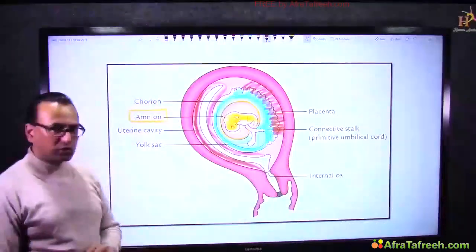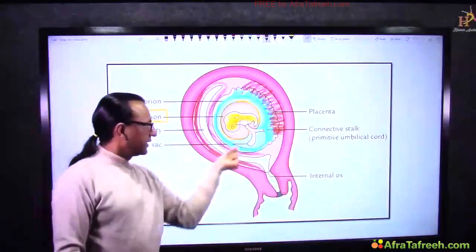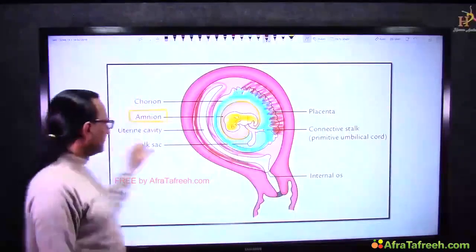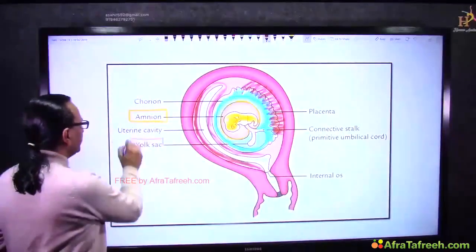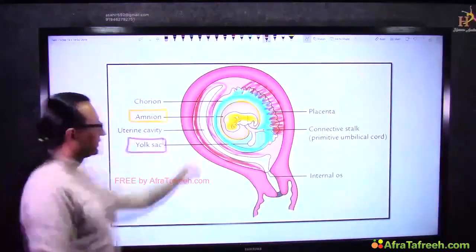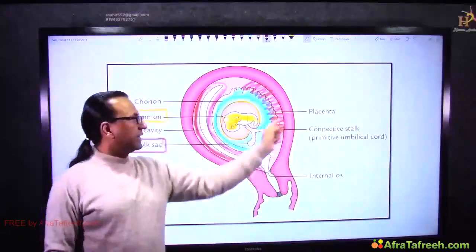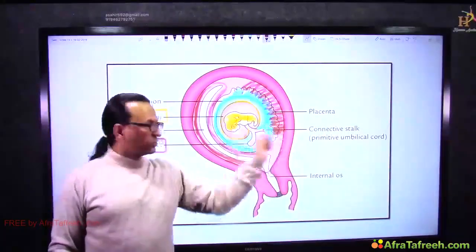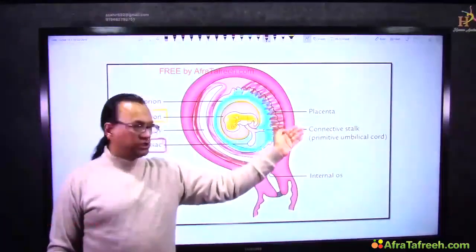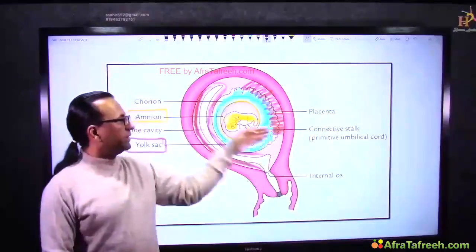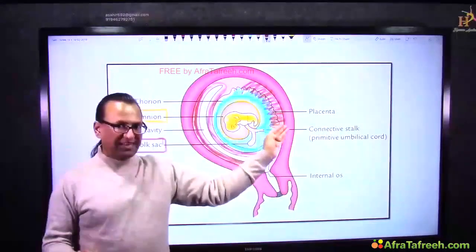And you can also notice that there is a tertiary yolk sac which is seen here. Along with that, you can also see primary umbilical cord, that is the connecting stalk, which is connecting to the placental region. It is going to become the umbilical cord proper later.